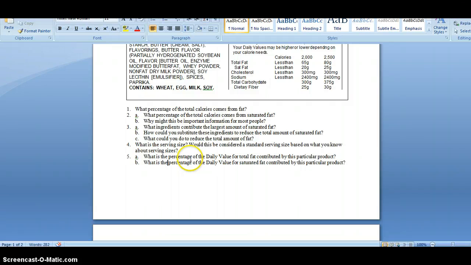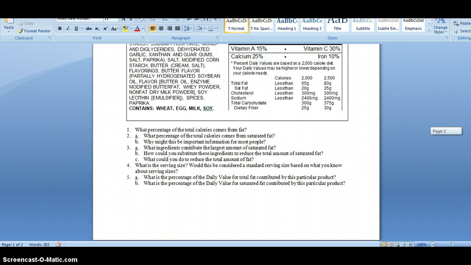The next question asks, what is the serving size? That is very self-explanatory of how to find, and would this be considered a standard serving size based on what you know about serving sizes? That is your own opinion about that answer. The last question is dealing with math again. What is the percentage of the daily value for total fat contributed by this particular product, as well as what is the percentage of the daily value for saturated fat?